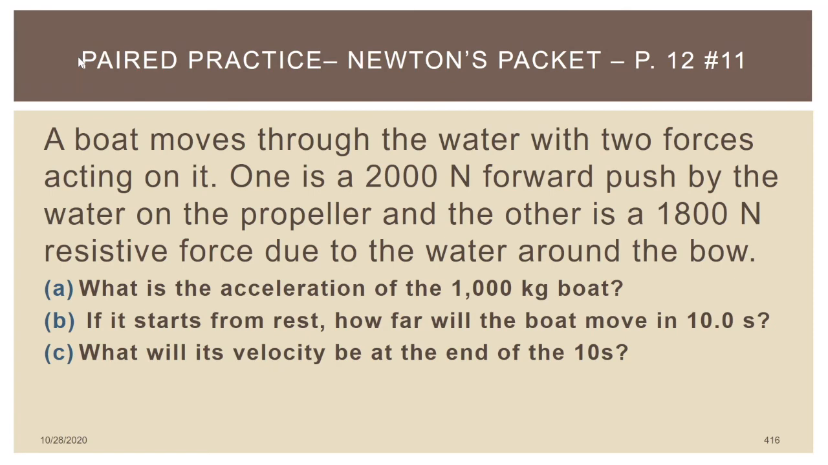It says a boat moves through the water with 2 forces acting on it. One is a 2,000 Newton forward push by the water on the propeller, and the other is an 1,800 Newton resistive force due to the water around the bow. And part A here says, what is the acceleration of the 1,000-kilogram boat?